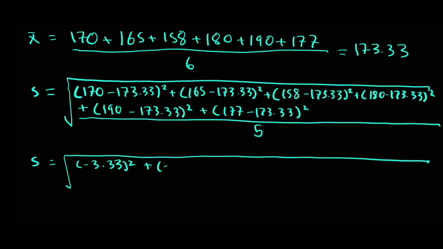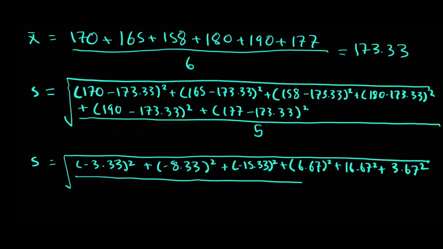So simplifying this, we get the square root of negative 3.33 squared plus negative 8.33 squared plus negative 15.33 squared plus 6.67 squared plus 16.67 squared, and finally plus 3.67 squared, and then we just divide that all by 5. And if you work that out in a calculator, you get a standard deviation of about 11.4 centimeters.